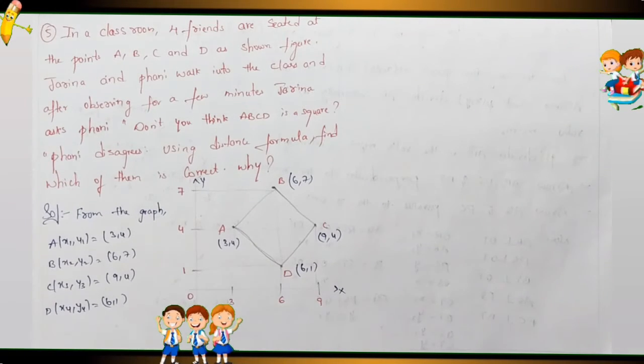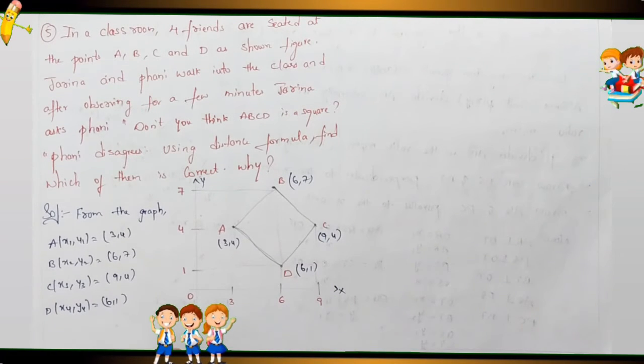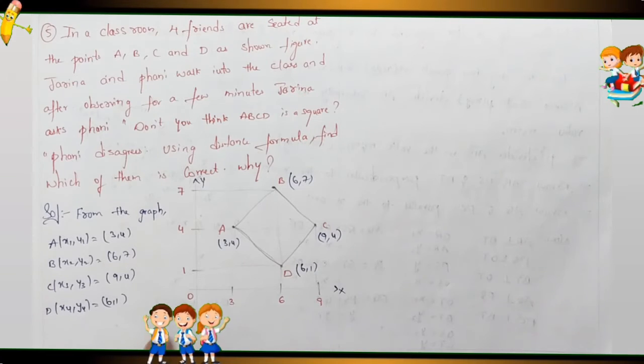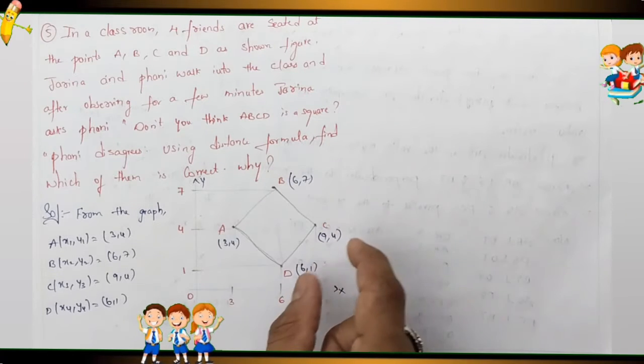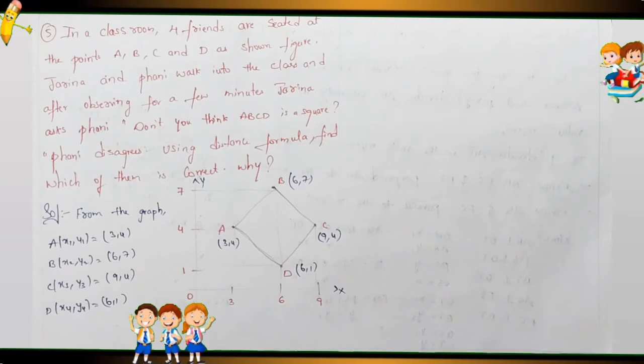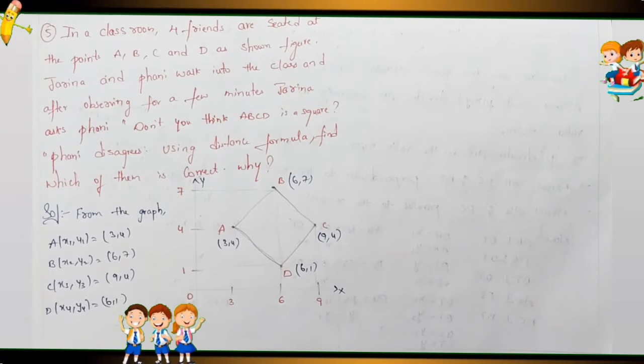Now we got the points. Now by using the distance formula, we find AB, BC, CD, DA. First of all we have to know the property. What are the properties of a square?